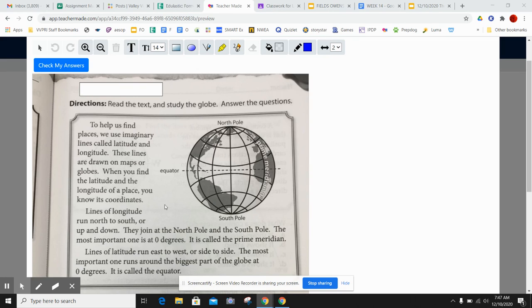And there's also lines on our globe. And we can see right here these lines that go up and down and also side to side. And if you read this area right here, then it talks about how they are longitude and latitude.